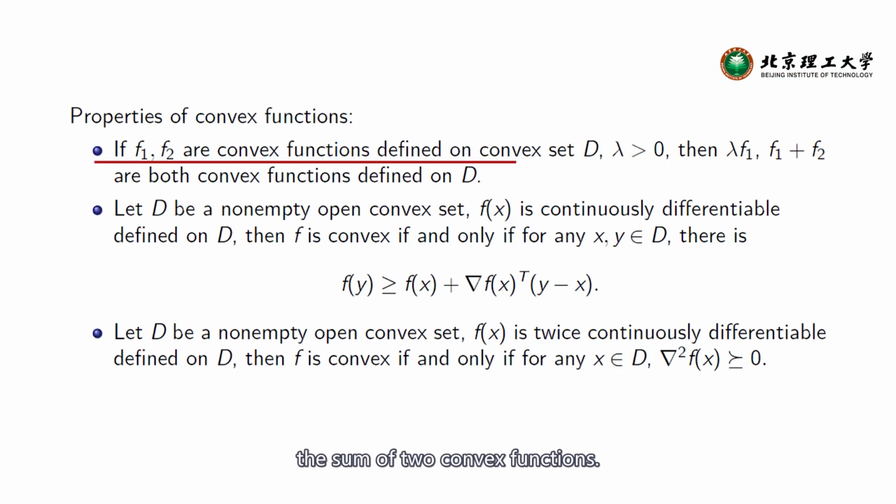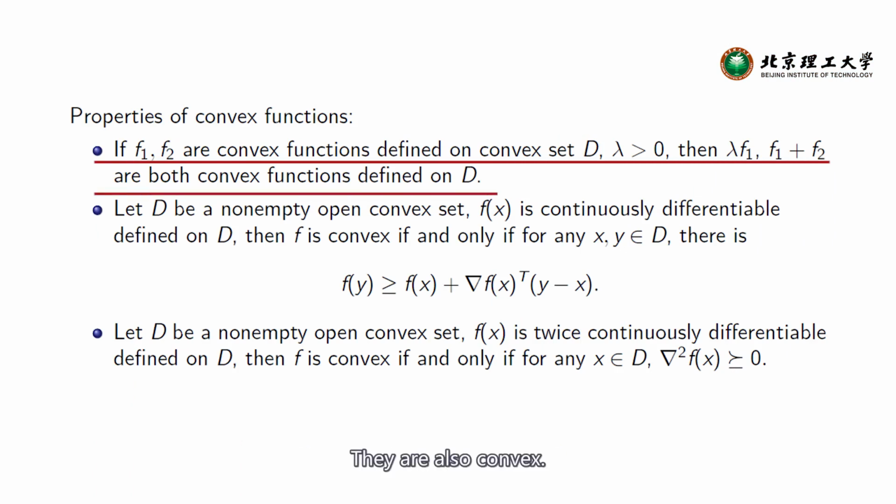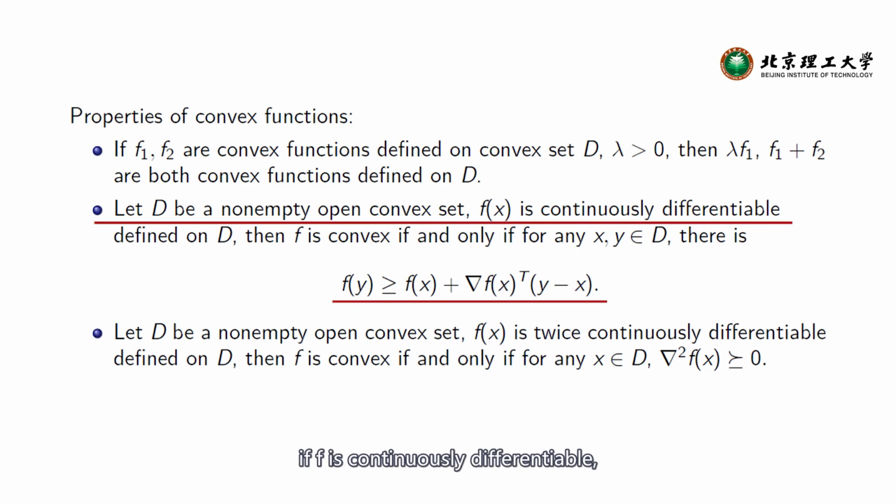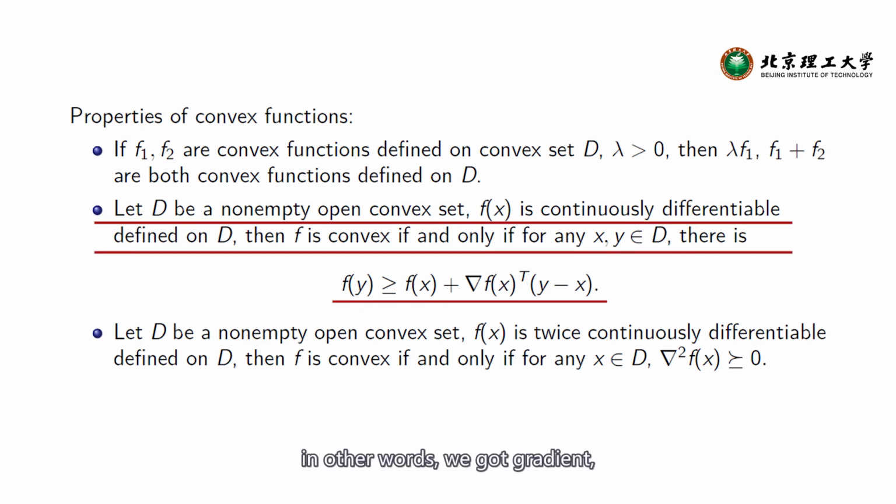For example, the sum of two convex functions is also convex. And also the positive scalar multiple of a convex function is also convex. The two equivalent conditions here actually characterize what a convex function is. For example, if f is continuously differentiable, in other words, we have a gradient, then the convexity can also be equivalent to the condition here. So for this condition, we actually characterize the convexity by the gradient. We can use this equivalent condition to characterize the convexity.